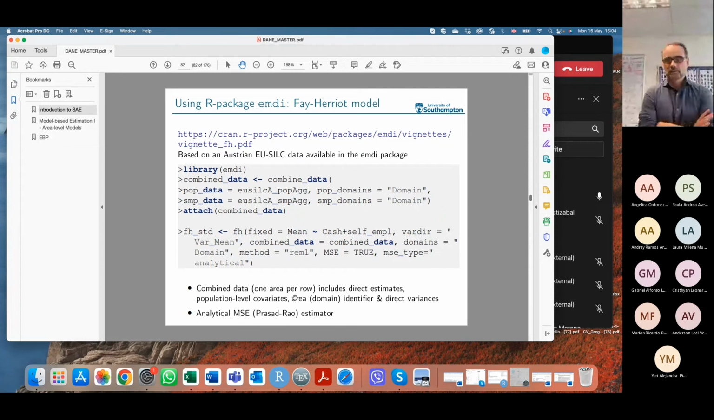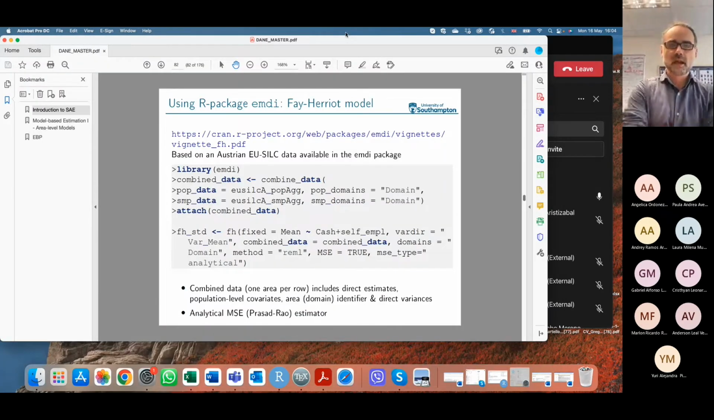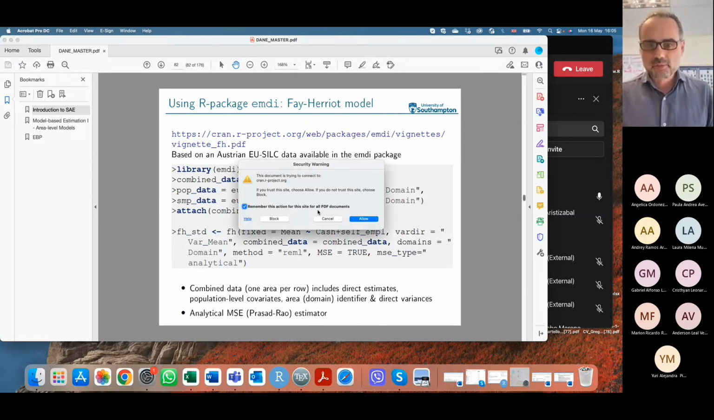Okay, so let's get into some action now, some practice. I am going to introduce here an R package called EMDI. This stands for estimating and mapping disaggregated indicators. That's a package that was written by colleagues of mine, including myself, some time ago, in 2019, I believe, and now it includes also an entire section on area level models. And I have included a link here, and if you click that link, hopefully that will open.